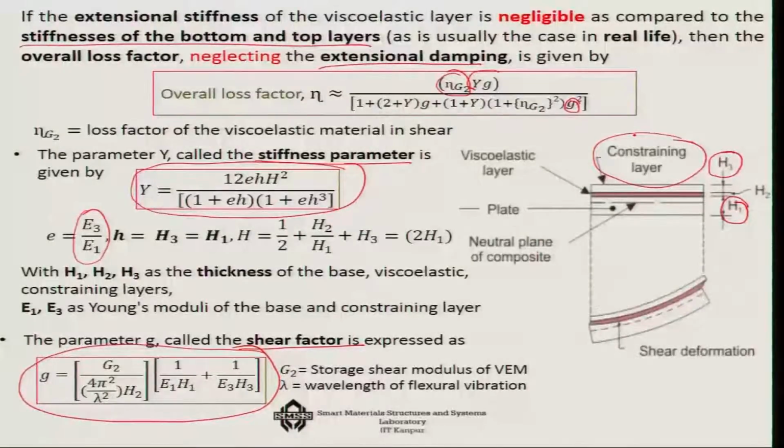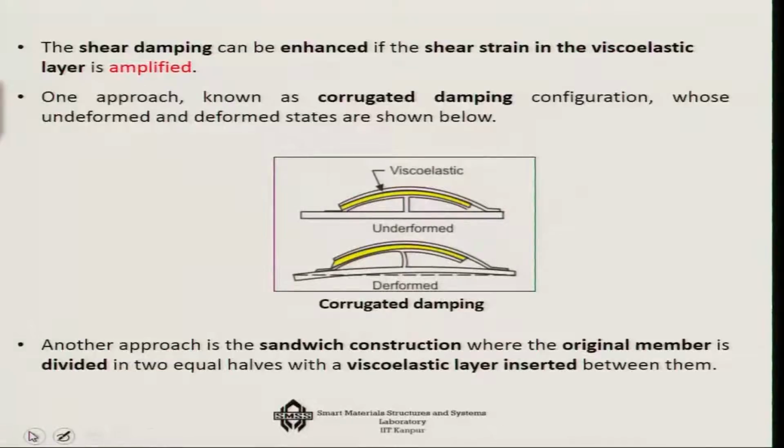Now, if you look at the other factor, the G parameter, you will find that the storage modulus of the viscoelastic material plays the major role, and the higher the storage modulus G, the more it is going to affect your overall loss factor. So, this is how the whole thing behaves in terms of constrained layer system damping.